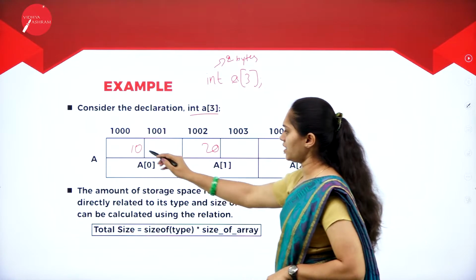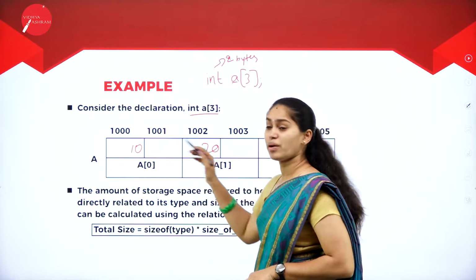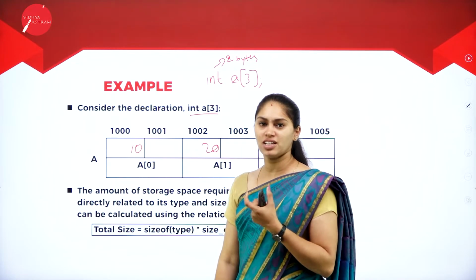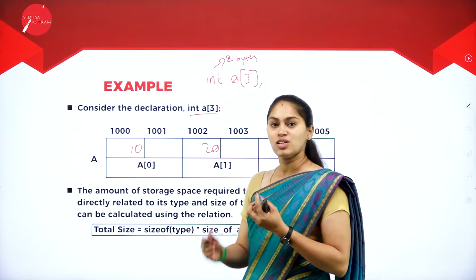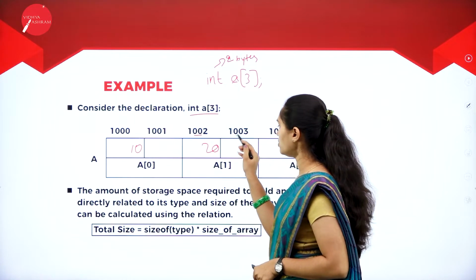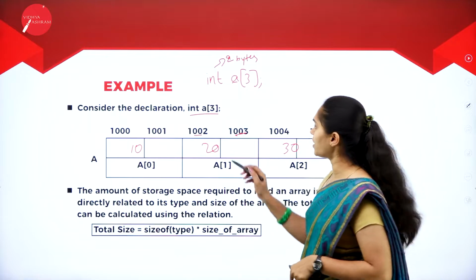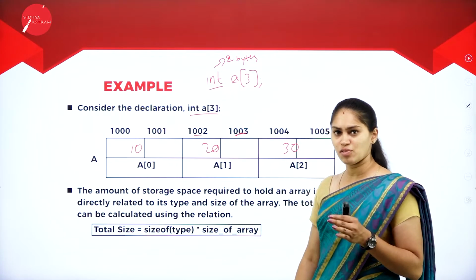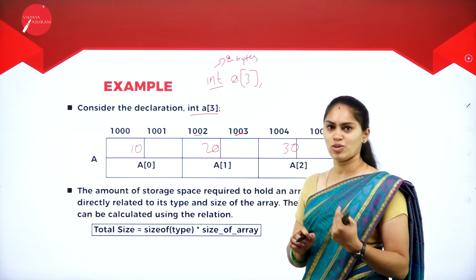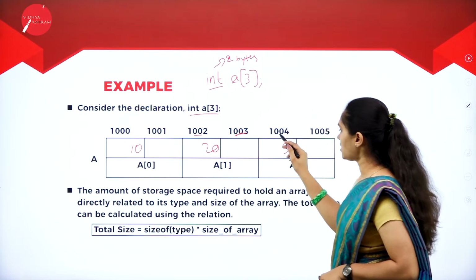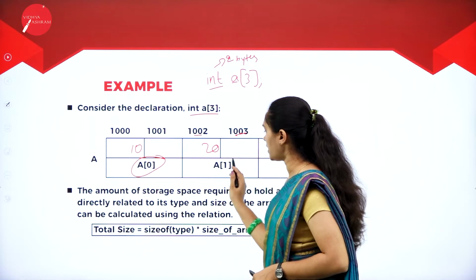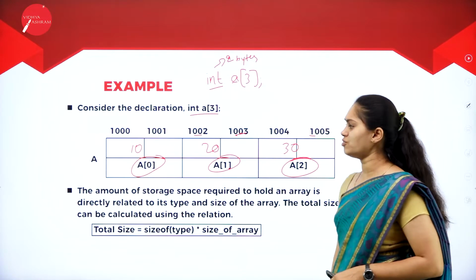So 10 is the first element, and its memory address is 1000 and 1001 because it is holding 2 bytes of memory. So what is the memory address of the next element? That is 1002 and 1003. Why? Because we are taking integer. If it is a float, then there will be a 4 division because it holds 4 bytes of memory. Then for 30, 1004, 1005. And the indexes are A of 0, A of 1 and A of 2.